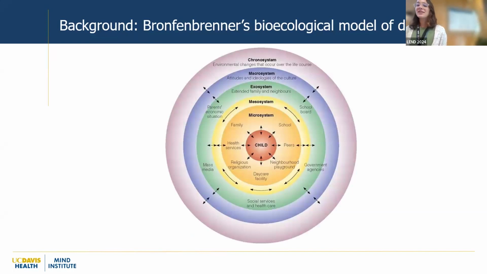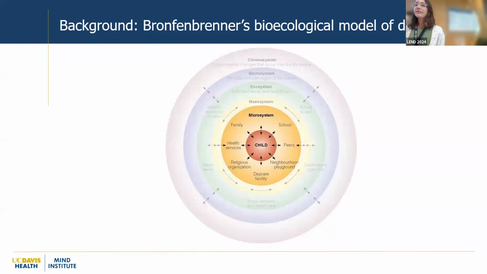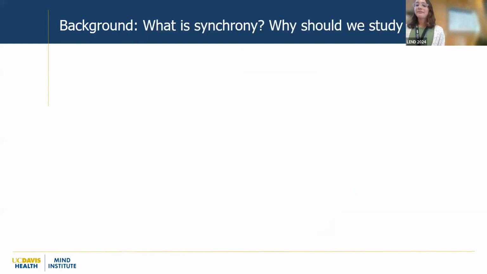Briefly, this theory suggests that exchanges between and within these 5 systems or spheres influences a child's development. Today, we'll be focusing on what's called the microsystem, which looks at interactions between children and caregivers in their most immediate environments, so namely parents in our case, from infancy through the preschool period.